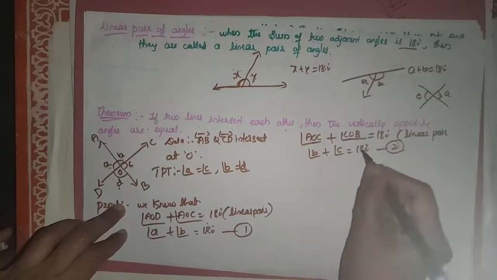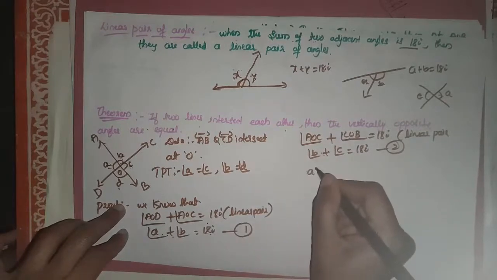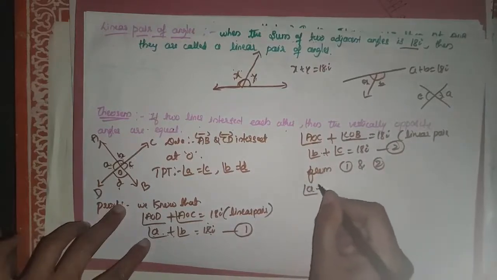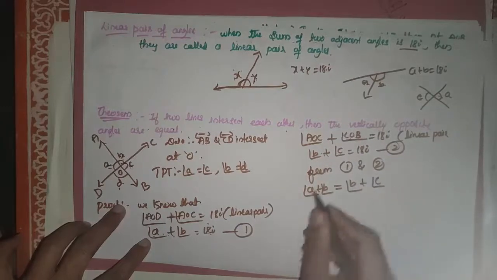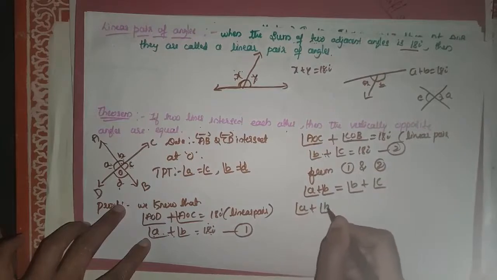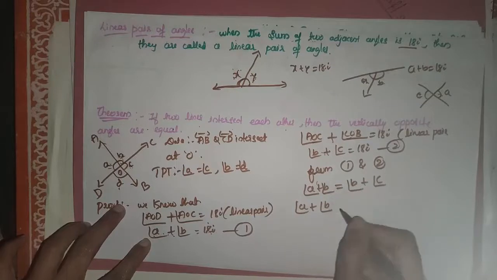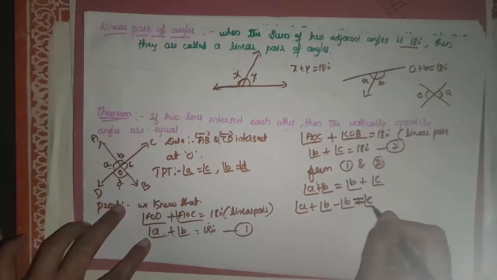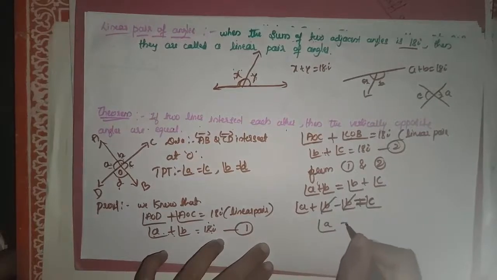From 1 and 2, these two are equal to 180. So it is also equal to 180. This is also equal to 180, means these two are equal. That is, from 1 and 2, angle A plus angle B equals angle B plus angle C. Okay, this can be done as angle A plus angle B, I take this B here, that is this plus becomes minus, angle B equals C. I just write C here. Okay, now here plus B minus B becomes 0. So angle A equals angle C.